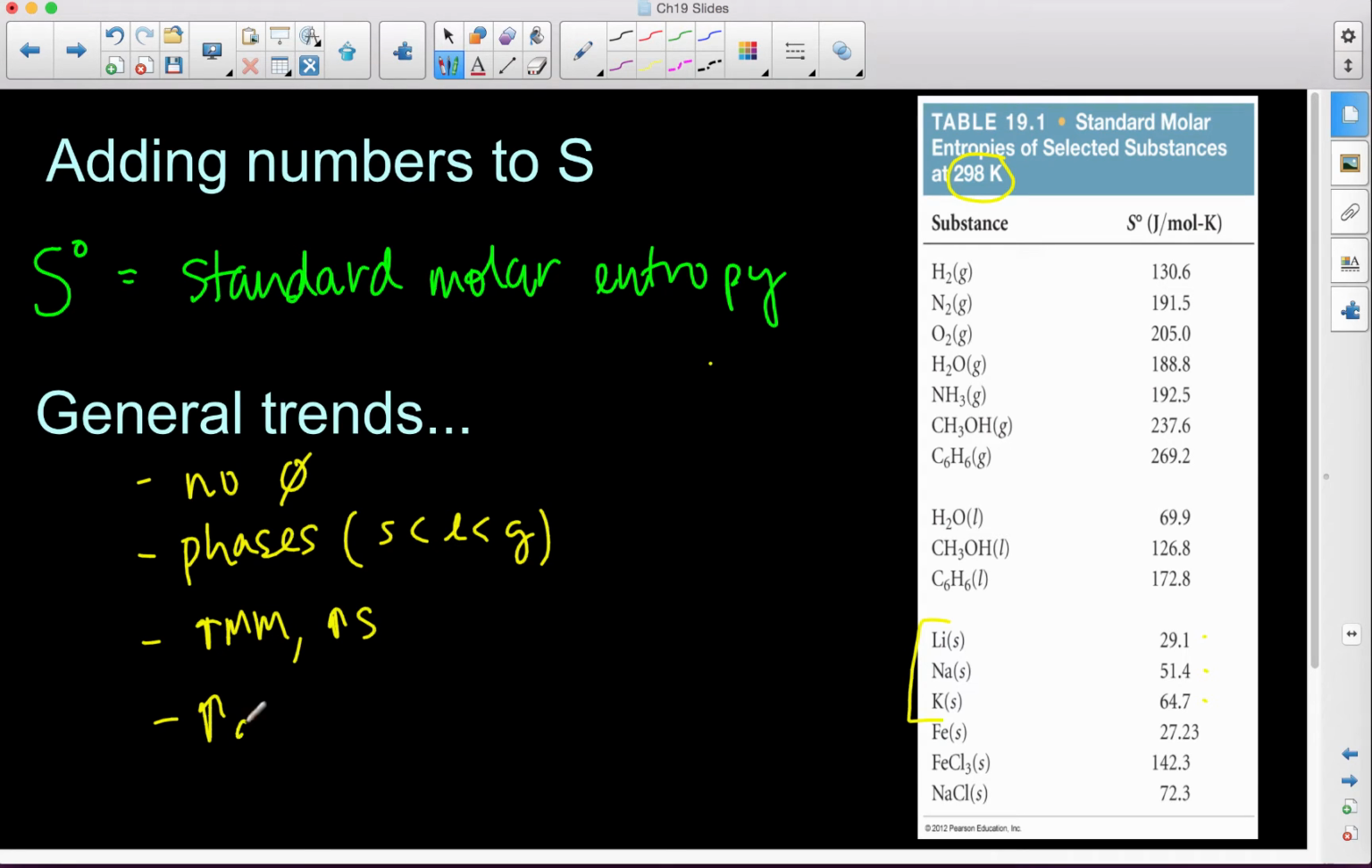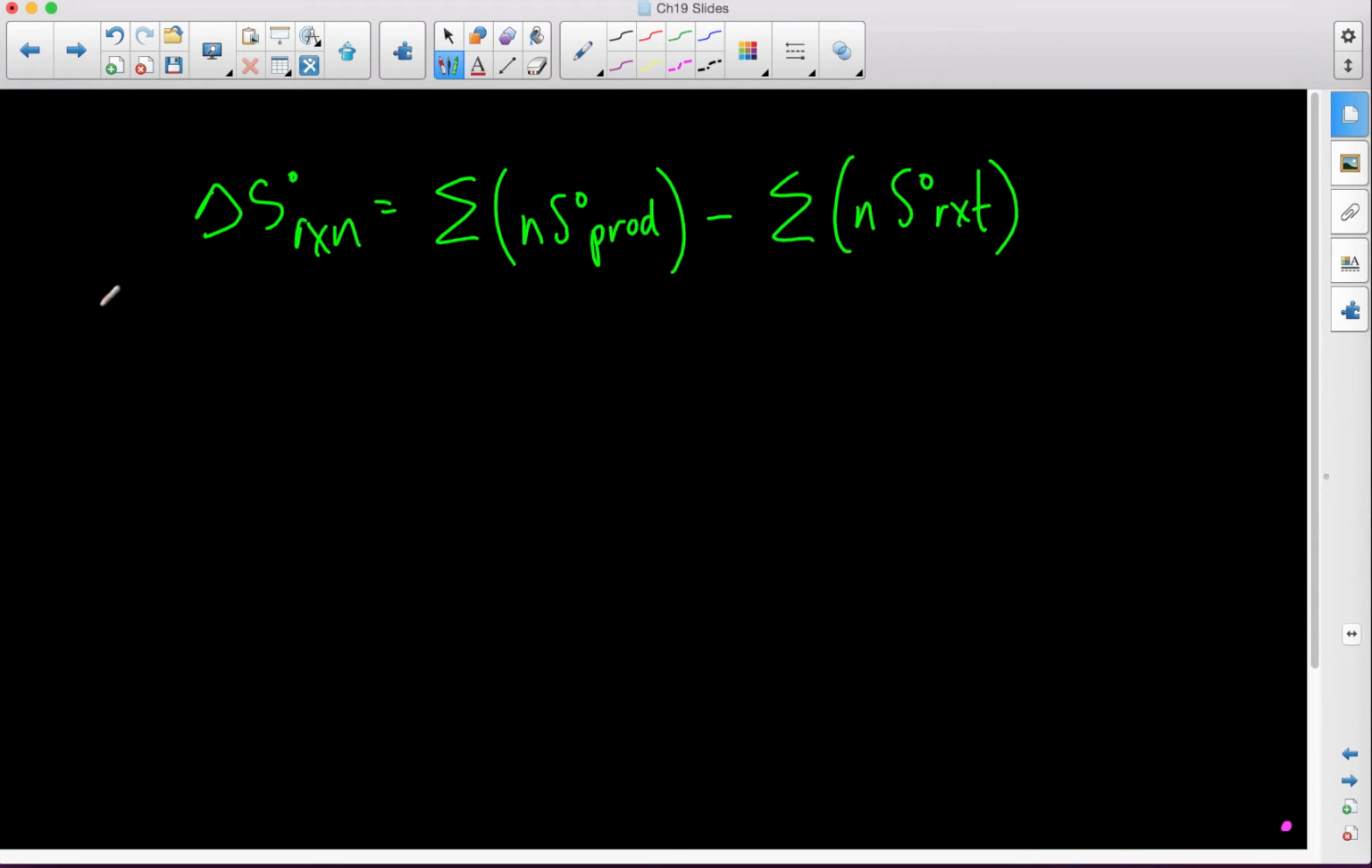And again, for larger molecules, as we increase the number of atoms, we increase our entropy, which we saw in that figure earlier. If we have more atoms, we have more options for vibrational motion, which increases our overall entropy.